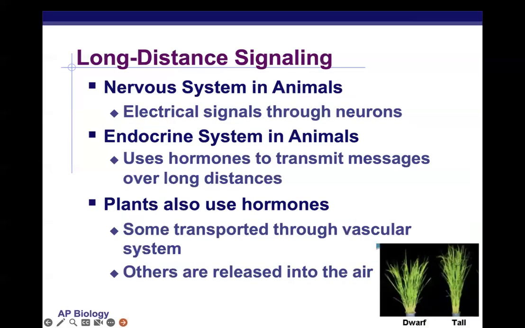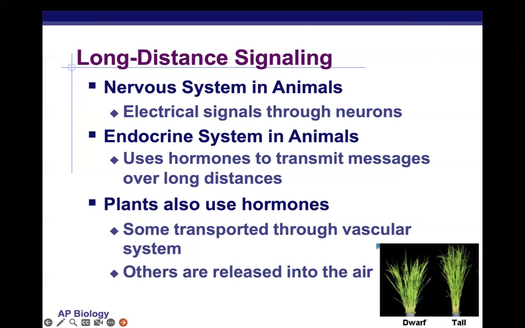Finally, there's long distance signaling, and long distance signaling usually involves the message traveling a long way within the organism's body, or particularly the signal is released by one cell and received by a cell of a completely different type. So examples of this might be the nervous system in animals, so the electrical signals traveling through neurons all throughout the body, the endocrine system in animals, so hormones are secreted. Hormones are molecules, chemicals that are secreted into the blood by one cell and travel through the blood to target cells that might be a completely different type of cell, right?